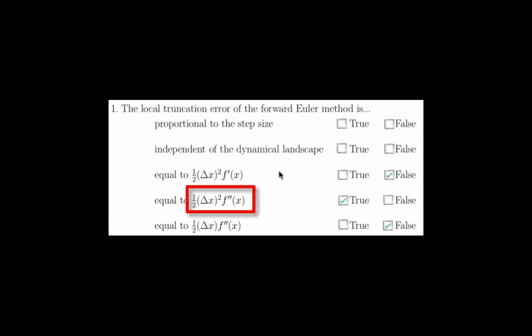The local truncation error of the forward-Euler method is dependent on the dynamical landscape. We can see this by the fact that there's this f prime prime term. So this question is false. And the local truncation error of the forward-Euler method is not proportional to the step size. It's proportional to the step size squared, as we can see right here. So this question is also false.